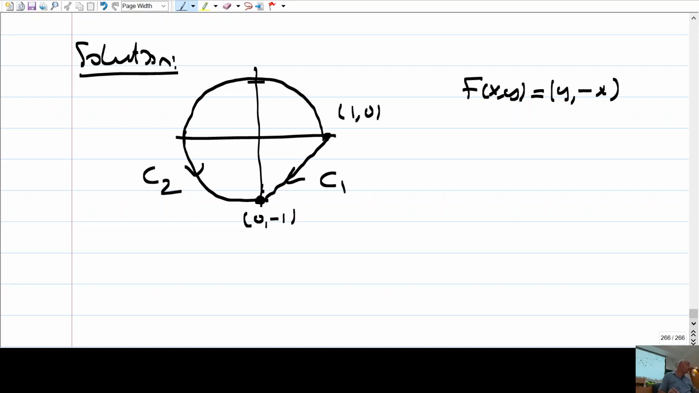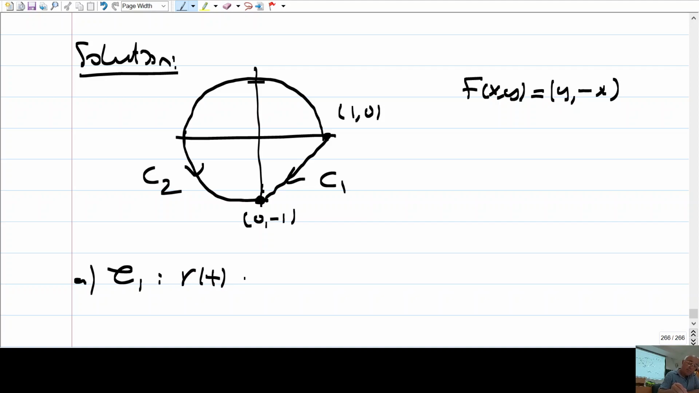From 1, 0 to 0, minus 1. Both of them are from 1, 0 to 0, minus 1. So I am going from this point 1, 0 to 0, minus 1 in two different ways. One of them is this shortcut, the line segment. The other one is the long curve, which is part of the circle. Now first let's compute the integral over C1.